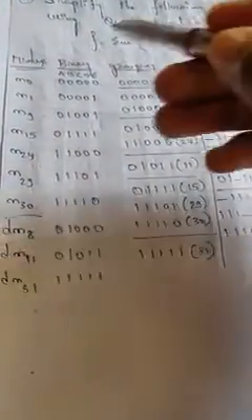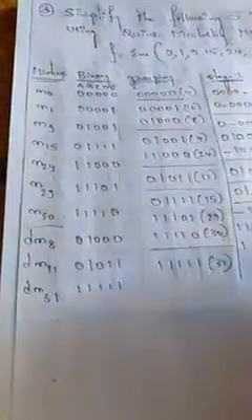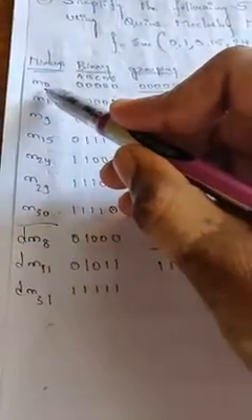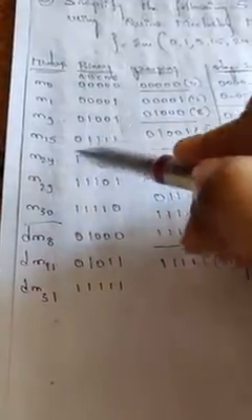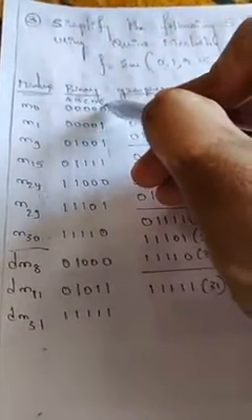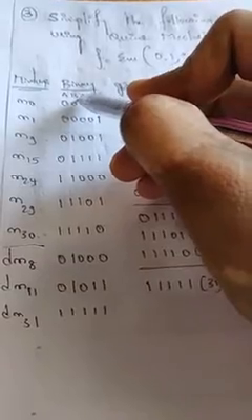It's a 5-variable problem, so we have A, B, C, D, E. I have written 0 in binary form, 1 in binary form, 9, 15, 24, 29, 30. This will be the value of E: the weights are 2 to the power of 0, 2 to the power of 1, 2 to the power of 2, 2 to the power of 3, 2 to the power of 4.